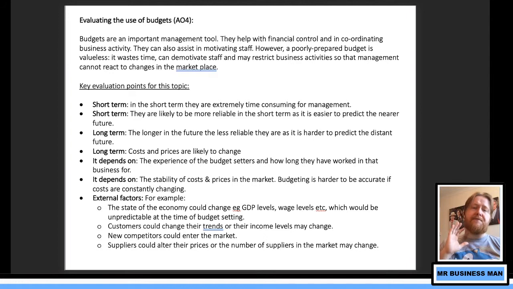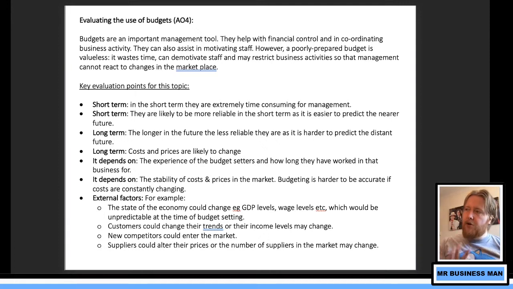Okay, now in terms of this, I've just put this on, and I know it looks like a lot of writing, but I've just done two little slides here at the end where it says budgets are an important management tool. They help with the financial control and coordinating of business activity. They can also assist in motivating staff. However, a poorly prepared budget is valueless. It wastes time, it can demotivate staff, and it can restrict business activities so that management cannot react to changes in the marketplace.